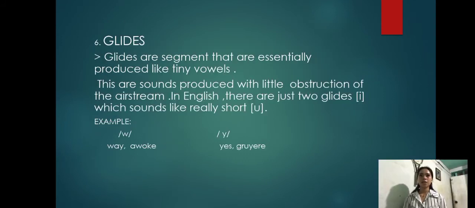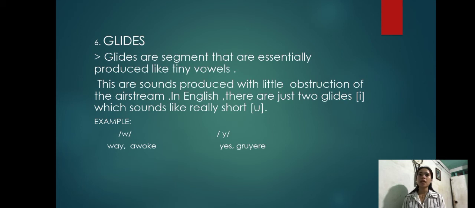The last manner of articulation is the glides. Glides are segments that are essentially like tiny vowels. These are sounds produced with little obstruction of the airstream. So glides are sounds that are produced with a relatively wide opening of the mouth and little turbulence. They are also called semi-vowels, and I'll explain why in a second. The glides in the English language are the W and the Y.